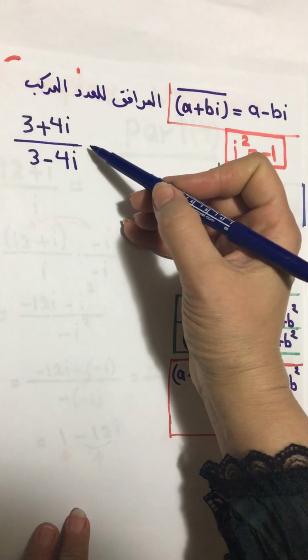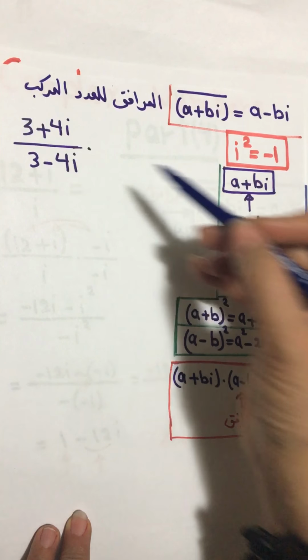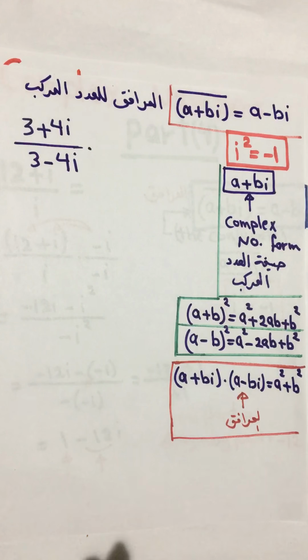The first step, we're going to multiply by the conjugate.